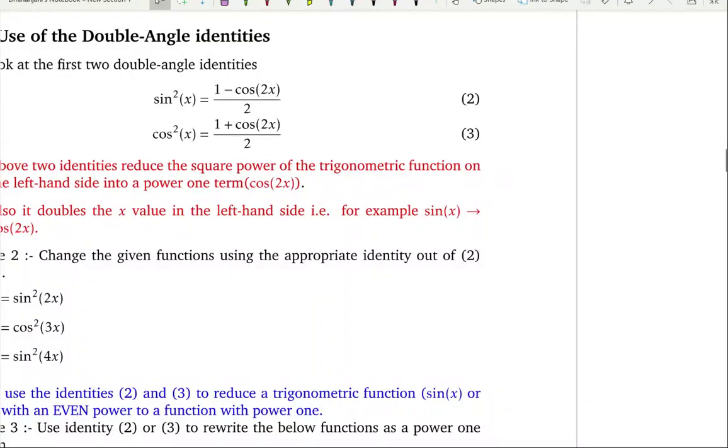Hello everyone, welcome to my third video of the trigonometric integration video series. In this video we are going to solve trigonometric integrals finally. But I want to start this video with a question.